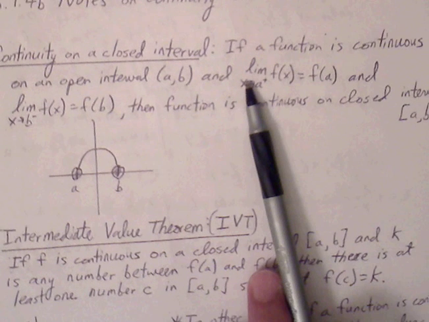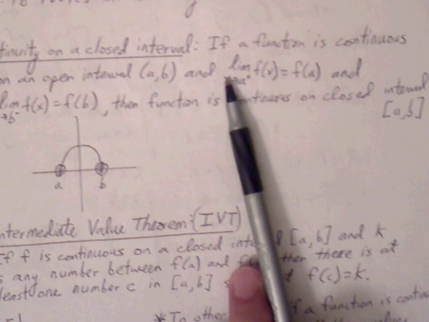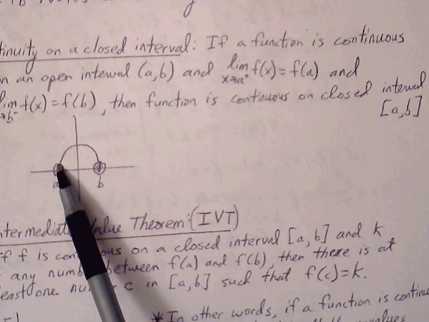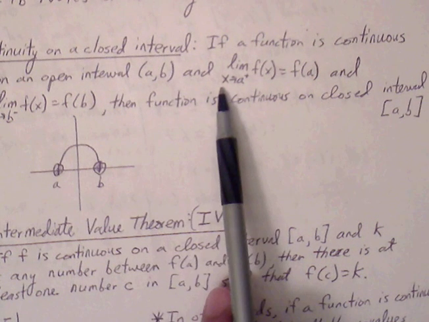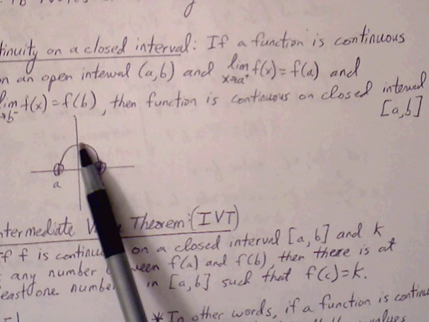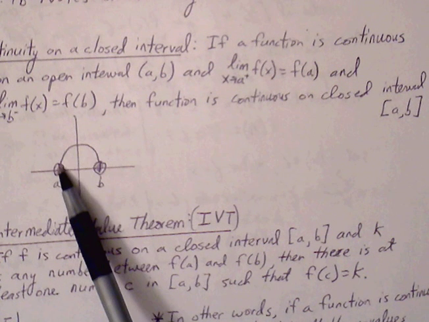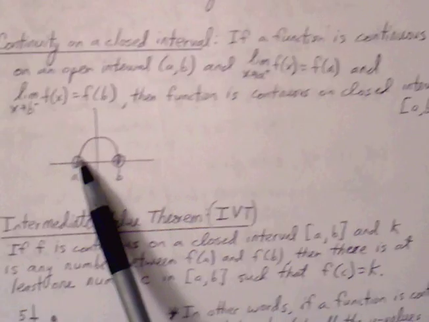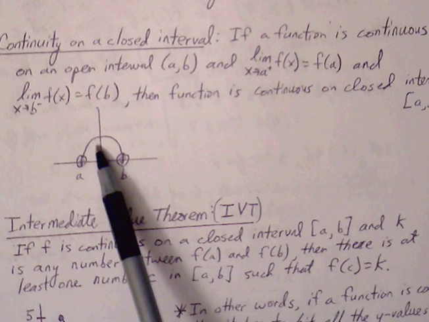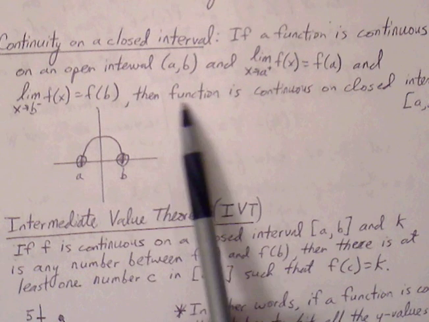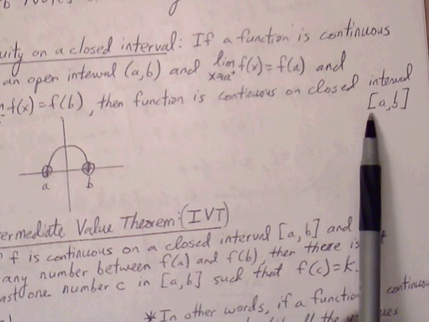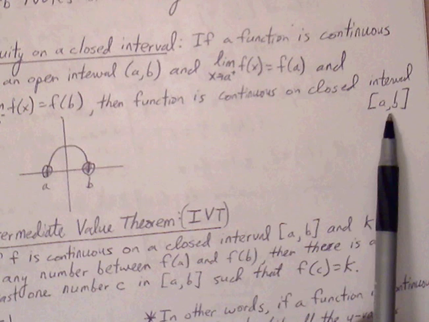If a function is continuous on an open interval between a and b, so here's our graph between a and b, and the limit as x approaches a from the right side of a is equal to f of a, and the limit as x approaches b from the left side of b is equal to f of b, then our function is continuous on the closed interval a to b.